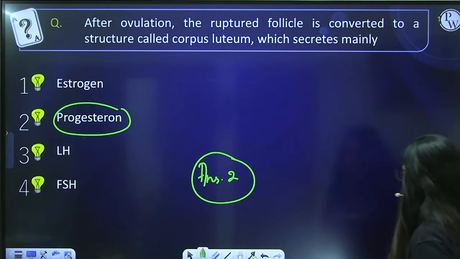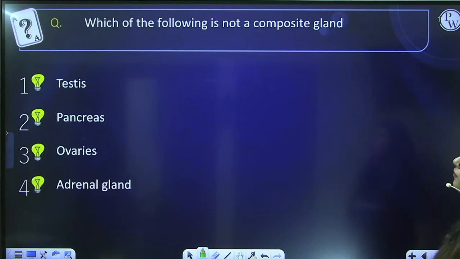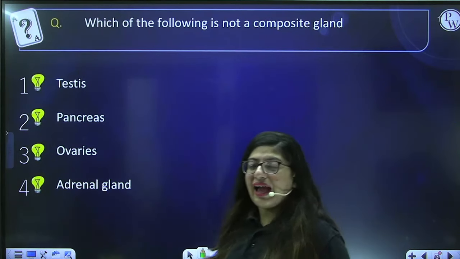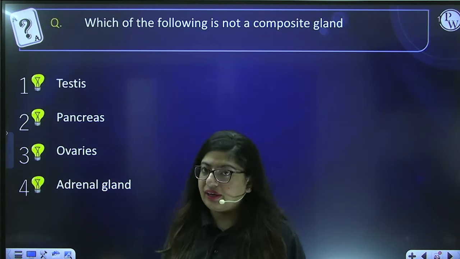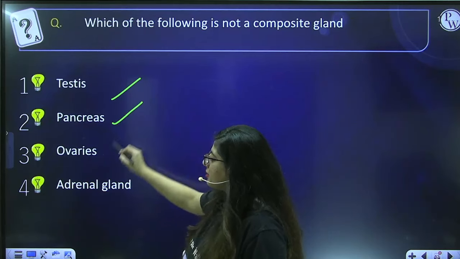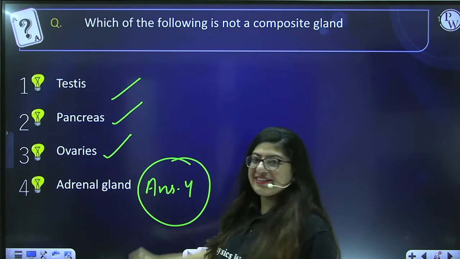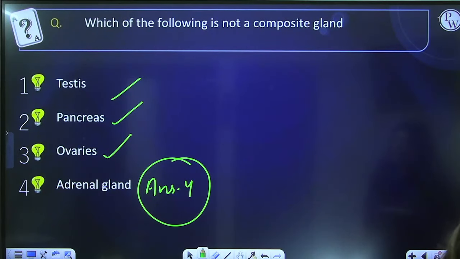Okay? All right. Which of the following is not a composite gland? What is a composite gland? The gland which has both exocrine and endocrine portions. Testes is, pancreas is, ovaries is, but this is completely endocrine. So answer is 4th. Next, guys.